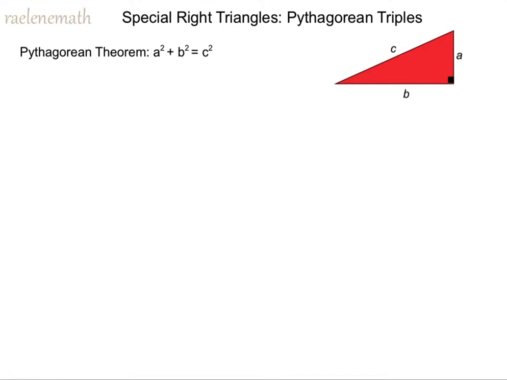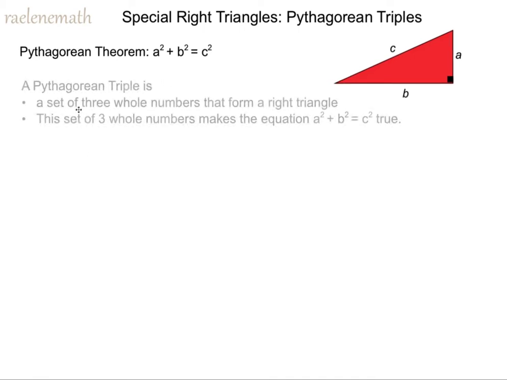We're continuing on in our video series on the Pythagorean Theorem. We've just proven the Pythagorean Theorem, and now I'd like to draw your attention to a set of three whole numbers which make up a right triangle, or which satisfy the Pythagorean Theorem. Such a set of numbers is called a Pythagorean triple.